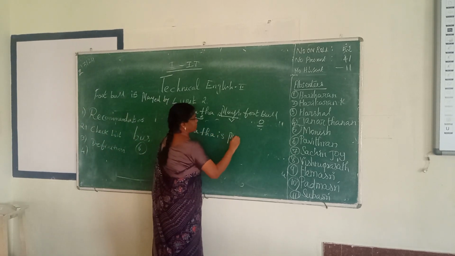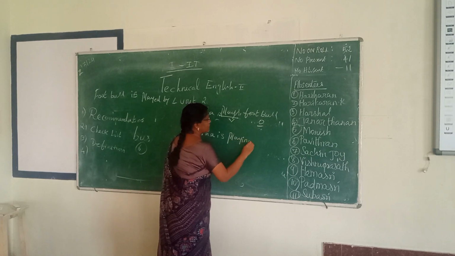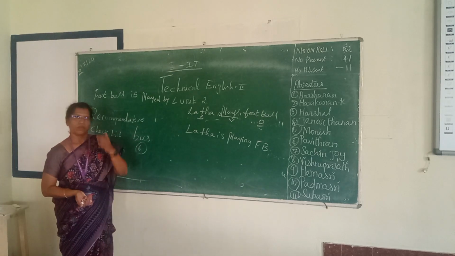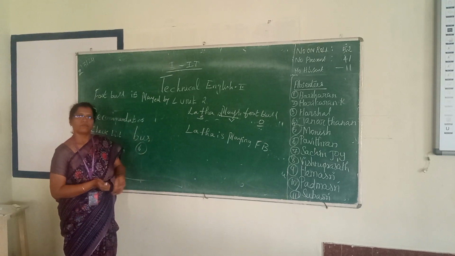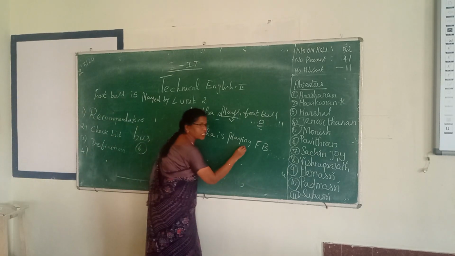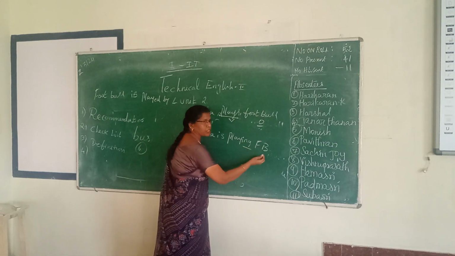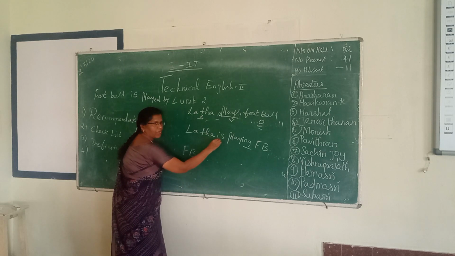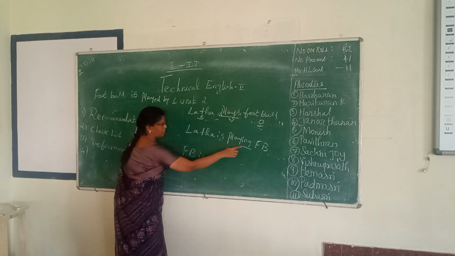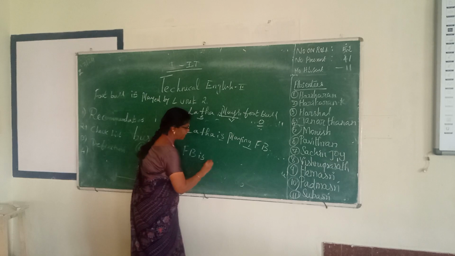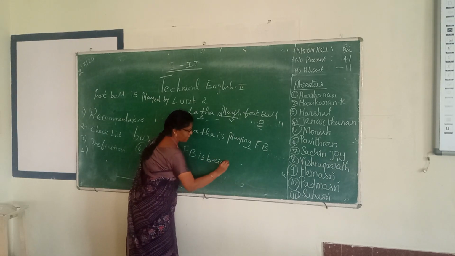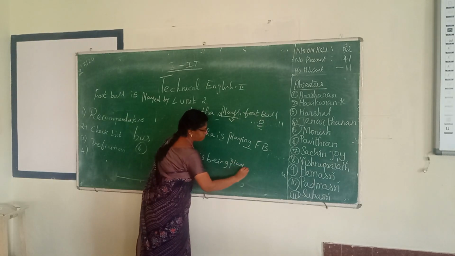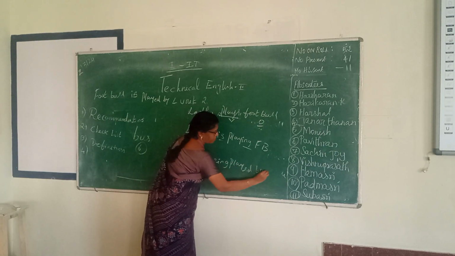Is playing football. If it is continuous tense, football is being. As usual, bring the object first. Football is being. If it is ing, you have to add. Football is being. What is the being for play? Played by. Is it clear?